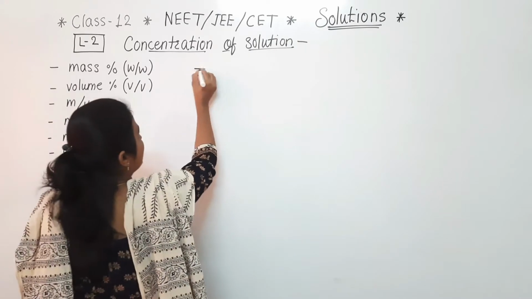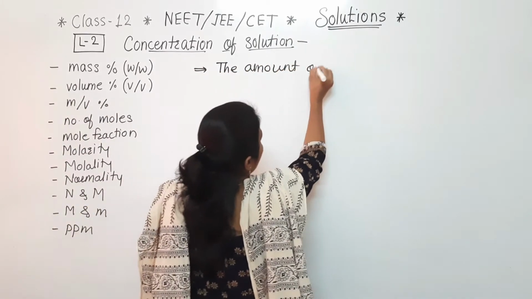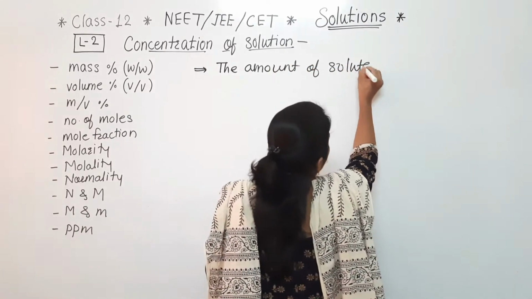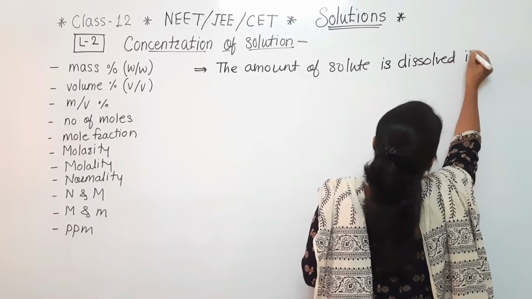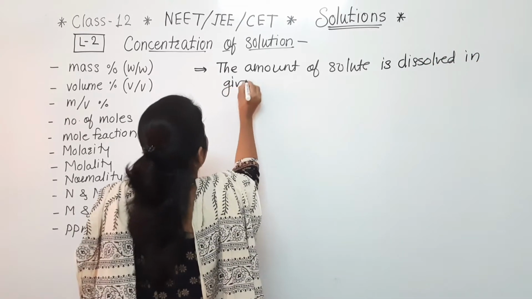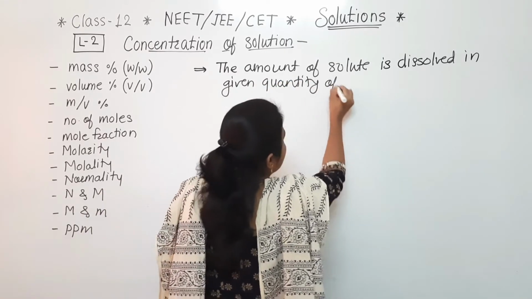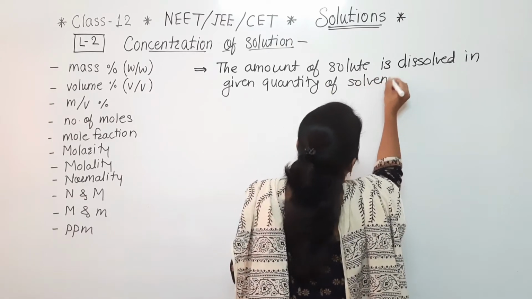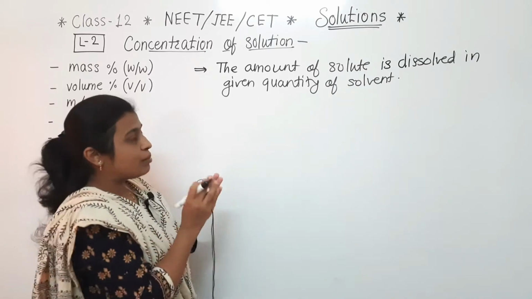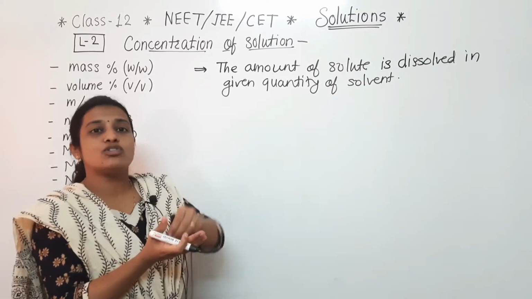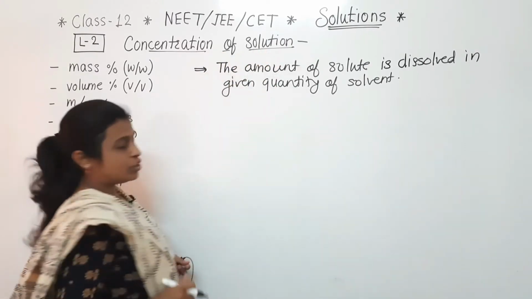So in that, firstly I will tell you the amount of solute that is dissolved in a given quantity or amount of solvent. That is nothing but the concentration of solution. So hope I have cleared that. Whatever quantity or amount of solute is there, that is dissolved in a given quantity of solvent, and that is nothing but the concentration of solution.